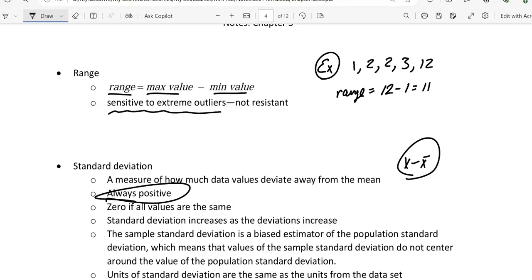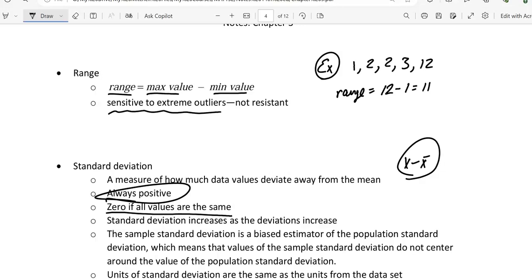If all of the numbers are the same, so if we just had 1, 1, 1, 1, 1 in this set, then there's no deviation from the mean. The mean of that would be 1, and the standard deviation would be 0. And in fact, the range would be 0 also. The standard deviation does increase as the deviations increase.